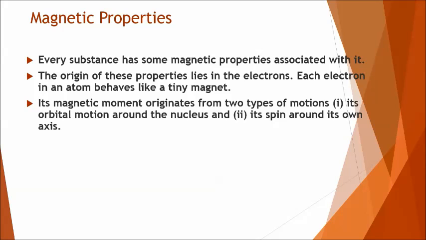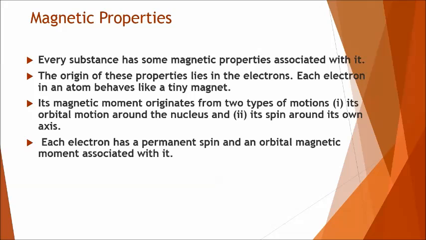So an electron has two motions: one is spin about its own axis, and the other is the orbital motion around the nucleus. Its magnetic moment originates from these types of motions, and each electron has a permanent spin and an orbital magnetic moment associated with it.